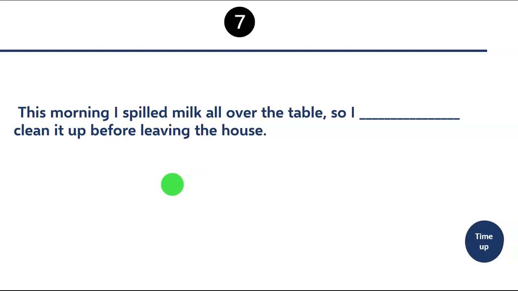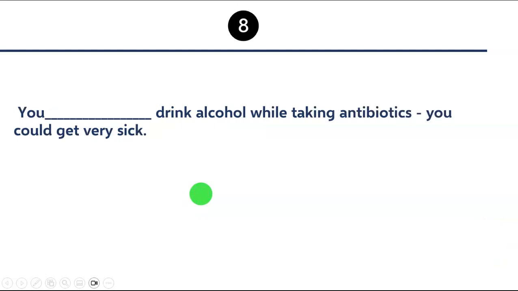All right, the correct answer is so I should clean it up before leaving the house, which means that it is his responsibility. He is the one who has spilled or dropped the milk all over the table, and it is his responsibility to clean it up before leaving the house. All right, let's move on to number 8.